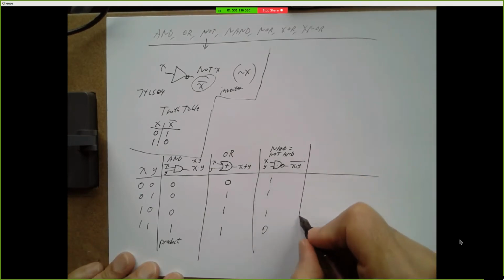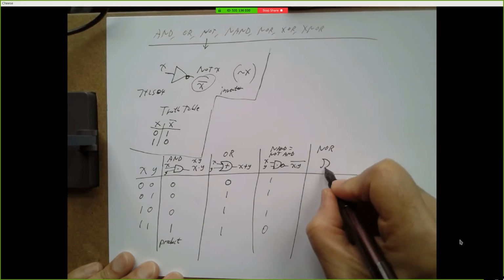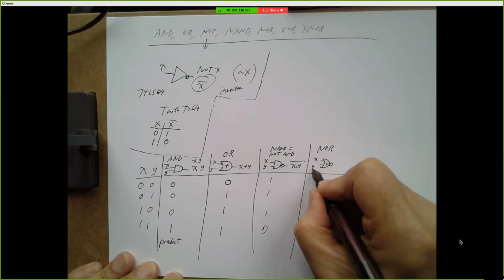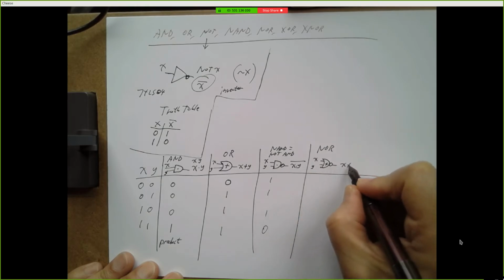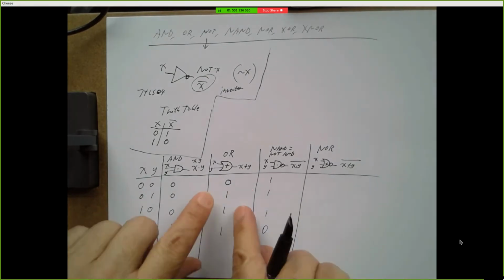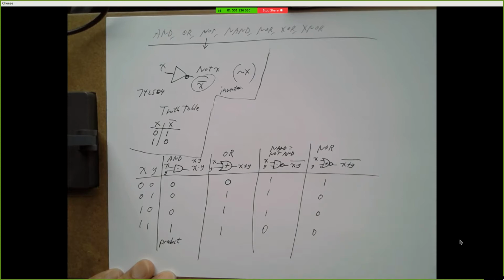And a NOR is a NOT OR. So it looks like an OR gate with a little circle on the end. Inputs are x and y. The output is x or y with a bar on top. And it's the negation of the OR column. 0, 1, 1, 1 becomes 1, 0, 0, 0.